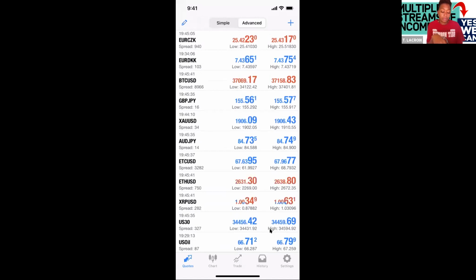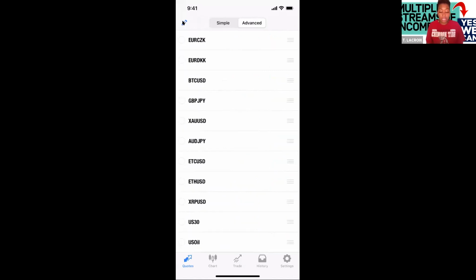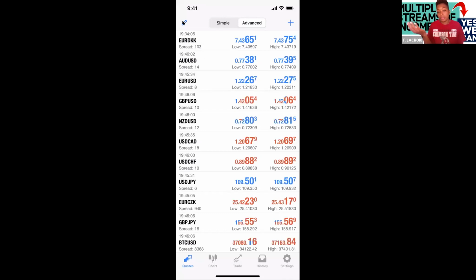Now you can also hit this pencil thing. And it'll edit. So what this does is I can move my things around, because I hate stuff that's not in alphabetical order. I just hold it down and move it where I want to go. Boom. That's it. You can move them around and put them in whatever order you want. Hit the pencil again, brings it back.